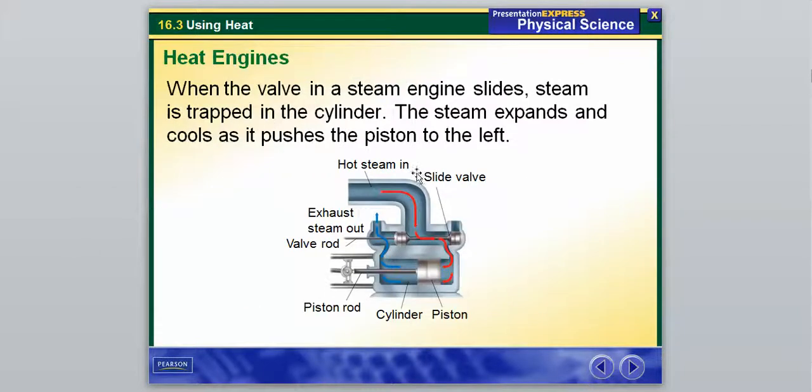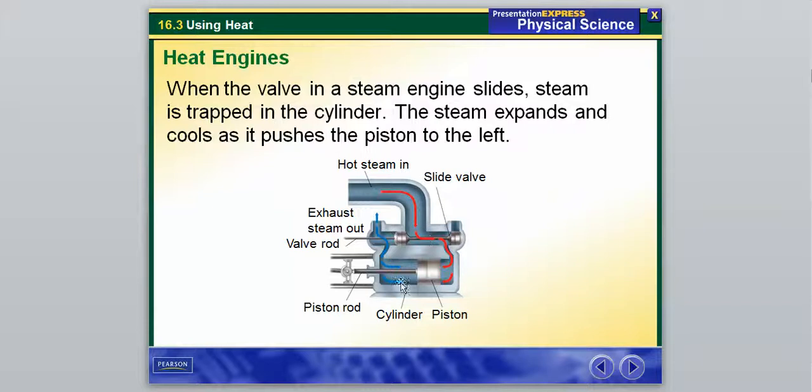And so here's the basic picture of how a steam engine works. In class, I'm going to have you take a look at this more in depth, so don't worry about writing down any of these parts, because you're going to do it in class. How a steam engine basically works is that the valve in a steam engine slides, and then steam is trapped inside of a cylinder.